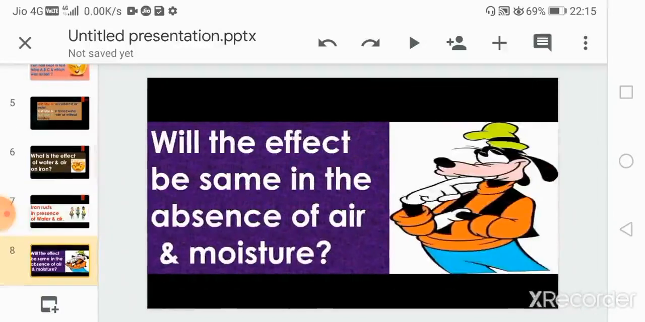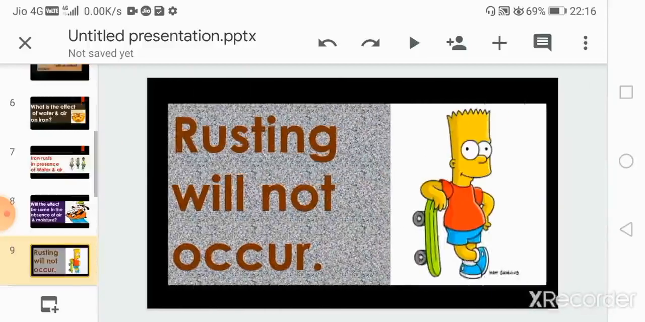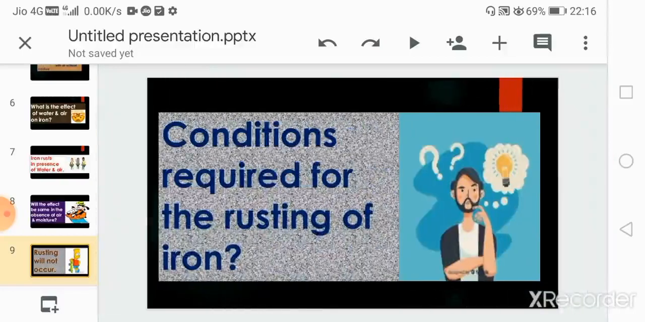Then students, will the effect be same in the absence of air and moisture? Well class, when iron does not come in contact with air, it will not rust even if water is present, as in the case of test tube B. Similarly, if iron does not have access to moisture, it will not rust even if oxygen is present, as in the case of test tube C.